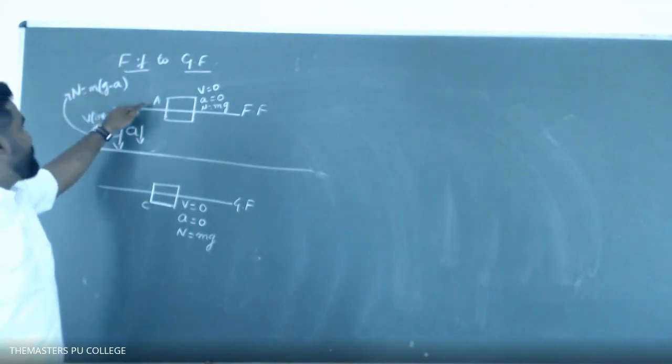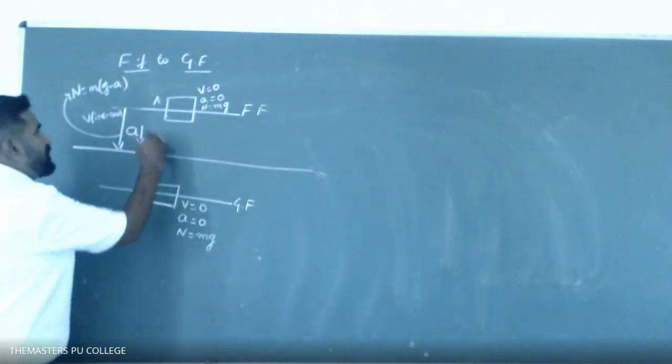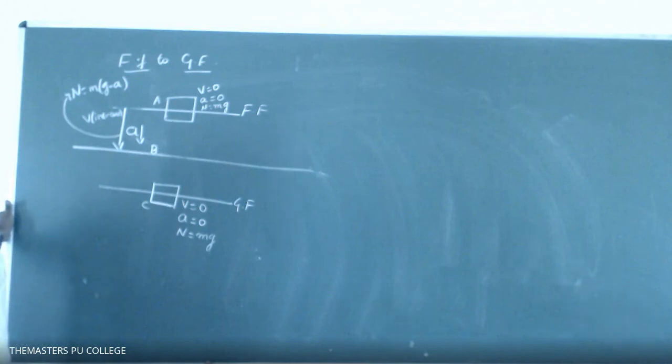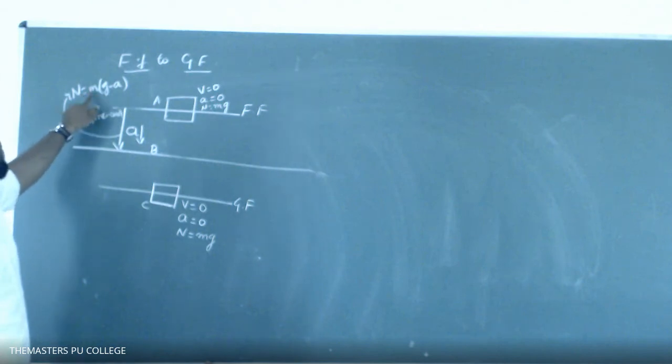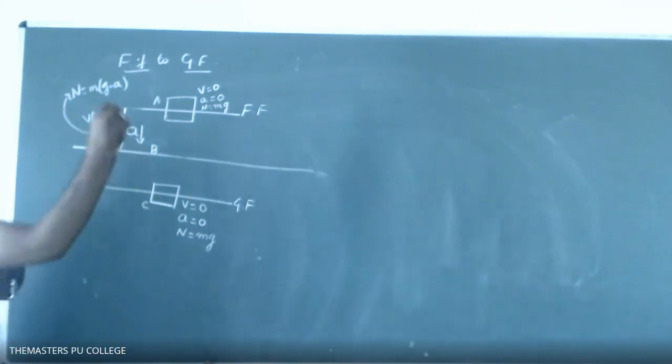When the lift is moving from the first floor to the ground floor, first the apparent weight will be less than the true weight. Yes, sir, apparent weight is less than the true weight when it is moving down. Super. Next part, over here, let me see.